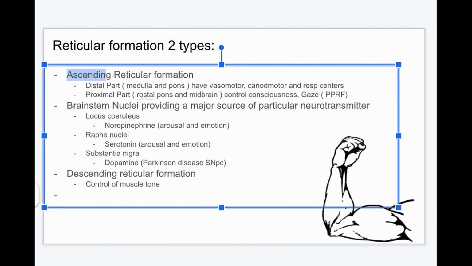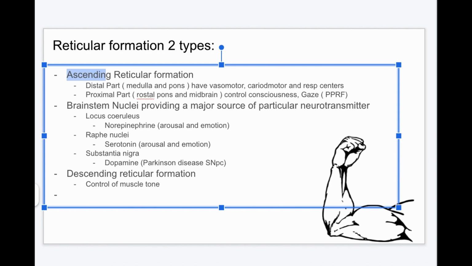The proximal part is going to be there for the control of consciousness and gaze, whereas the distal part is more there for the cardiovascular system, and for controlling the respiratory rate.